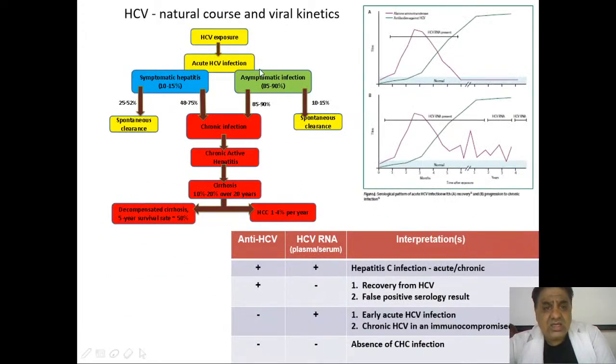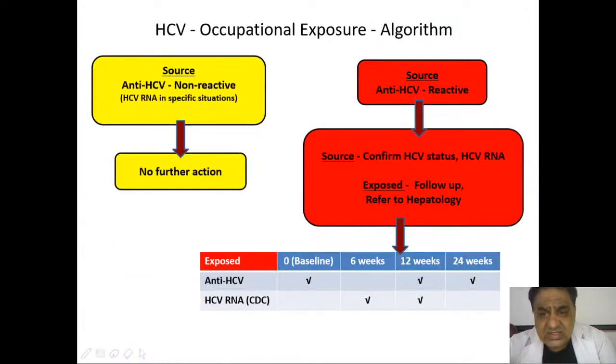So in this case, we also know that once a person gets infected, most of us become chronically infected. These charts I have discussed in the hepatitis C class. But if your source is non-reactive for hepatitis C, nothing to worry. But if your source patient is reactive, from whom you had a needle stick injury, you have to confirm the patient's RNA now, because he may be antibody positive but may not have RNA. So you have to go for RNA now, and then follow up at 6 weeks, 12 weeks and 24 weeks with antibody and RNA in yourself.